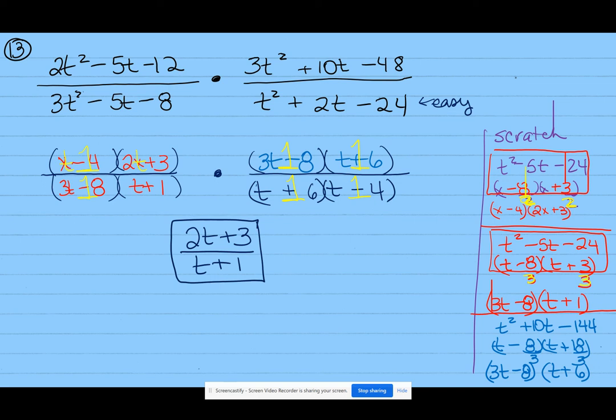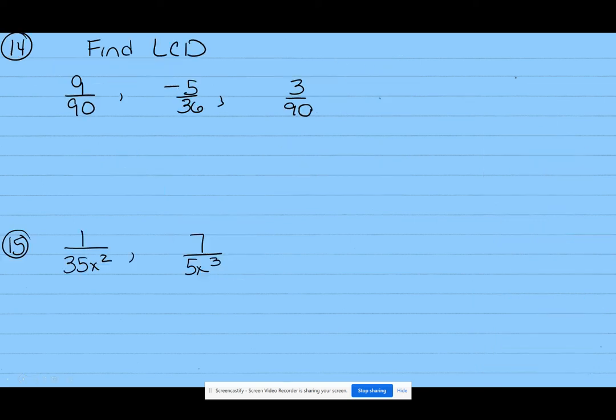It's number 13. Probably one of the harder problems on the whole test, so be ready for that one. 14. Now we switch to LCD, common denominator. So we're going to factor and then we're going to collect our shopping list. Factor and then shopping list.